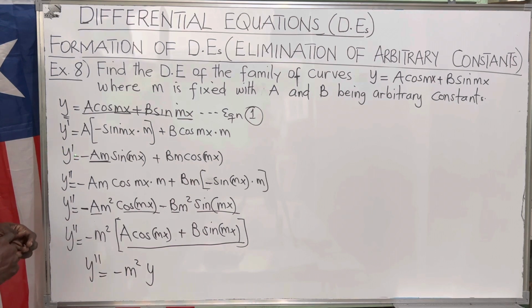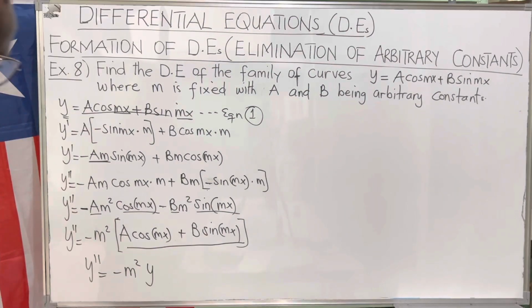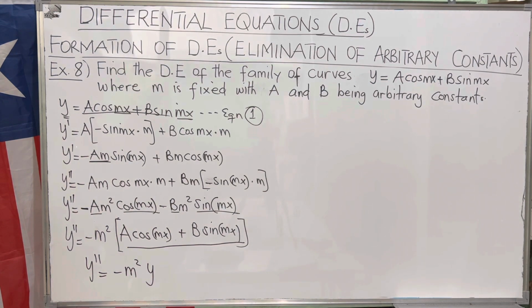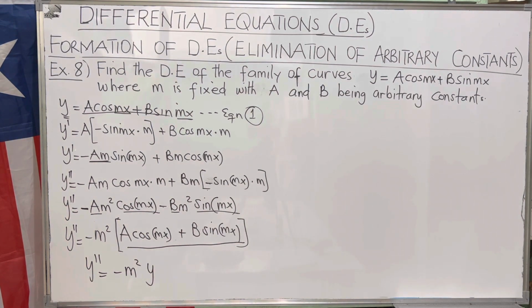So what do we need? We need to find the differential equation, but we don't want m within that differential equation, so we must get rid of it. How do we do it? We have the first equation, which is this, and the second equation that we just derived, which is this. But m is fixed. m is not the arbitrary constant, so we've already gotten rid of the arbitrary constants within the problem.